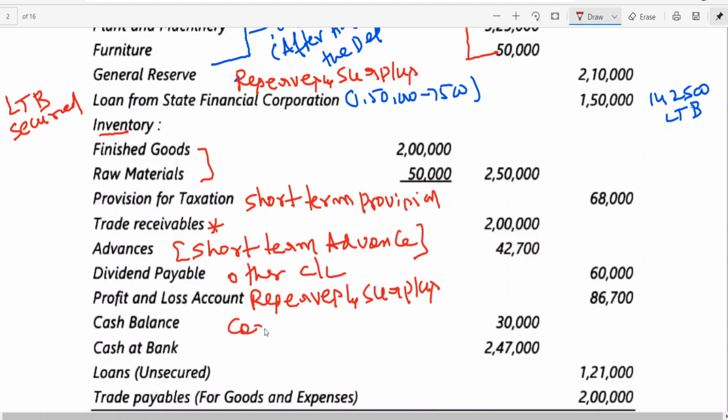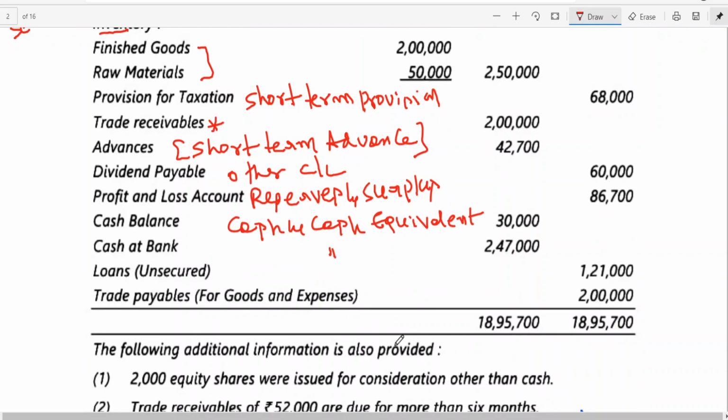Cash balance. Cash and cash equivalent. Cash at bank. Cash and cash equivalent. Loans, unsecured. He himself has given loans unsecured. But we will be showing under long term borrowings only. The reason is, as far as loans are concerned, generally if short term loans, he will be mentioning. Otherwise, loans can be taken as long term borrowing only, but unsecured.